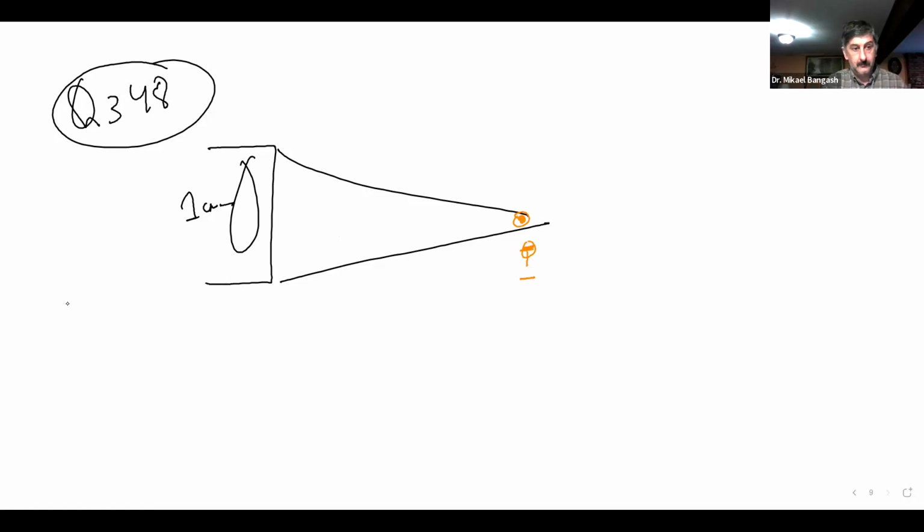This width here equals half of this width. So what's the half of 1 centimeter? It is 0.5 centimeters, or 5 millimeters. Did you guys get that?